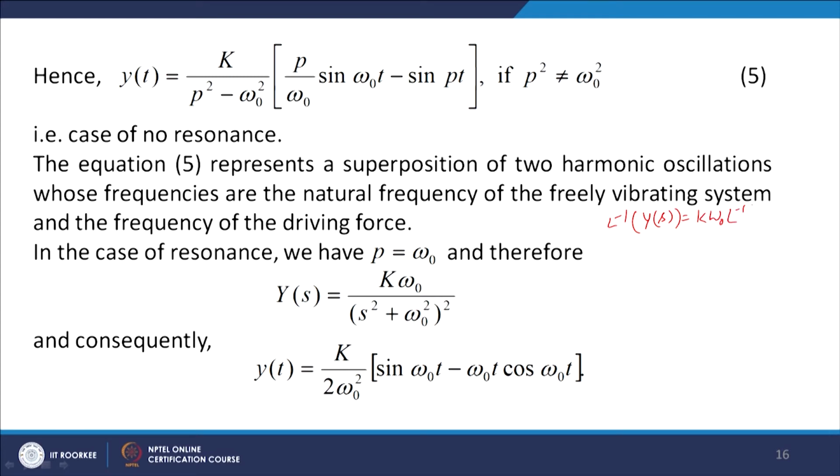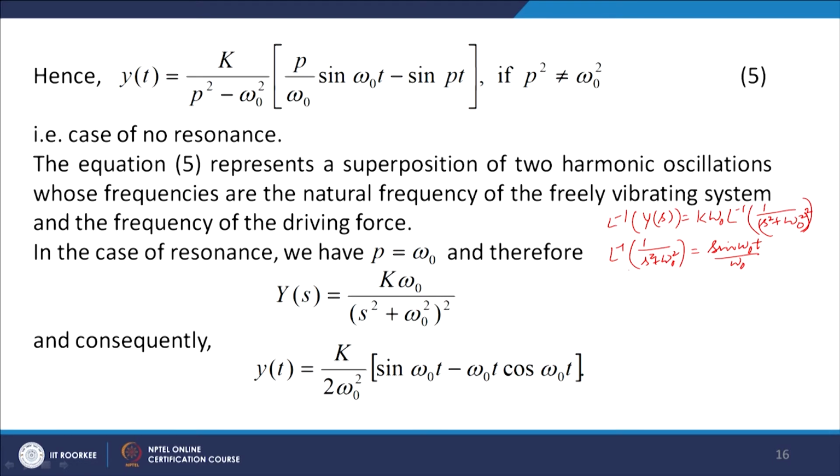L inverse of 1 over (s square plus omega naught square) whole square. Let us recall that L inverse of 1 over s square plus omega naught square is equal to sin omega naught t divided by omega naught. Okay.